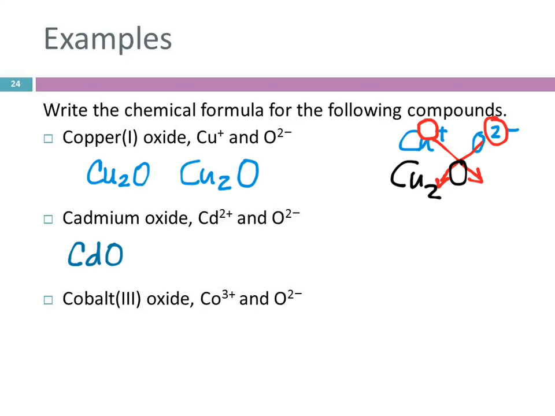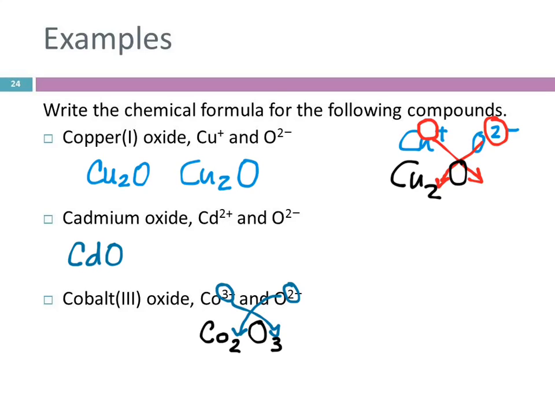So I'm going to take this 3, and that's going to become the subscript for the oxygen, and the 2 is going to become the subscript for the cobalt. I'm sorry, it's not cadmium, it's cobalt. So there's cobalt, and here's oxygen. I'm going to put a 3 here and a 2 there.